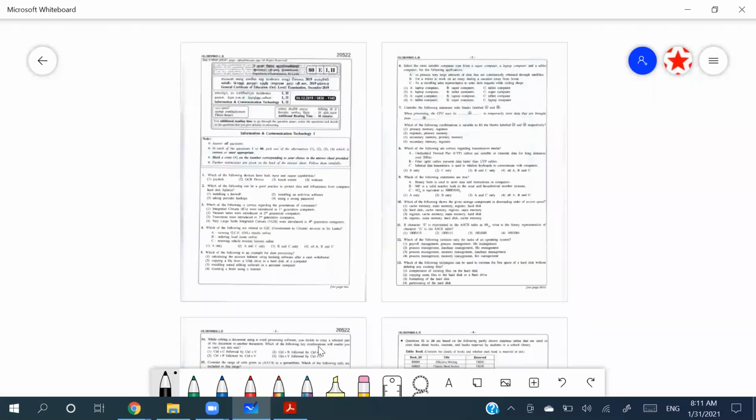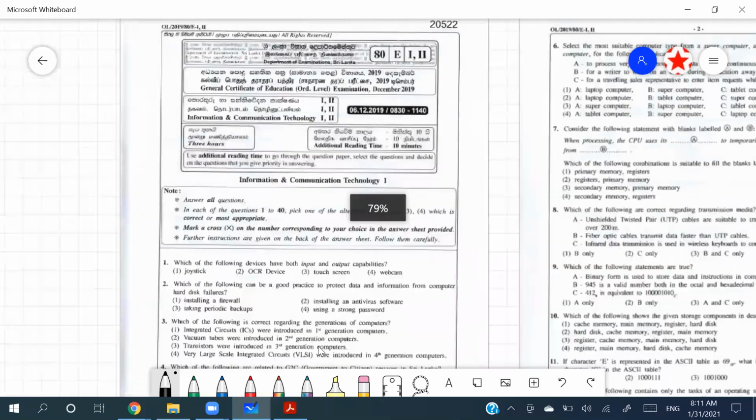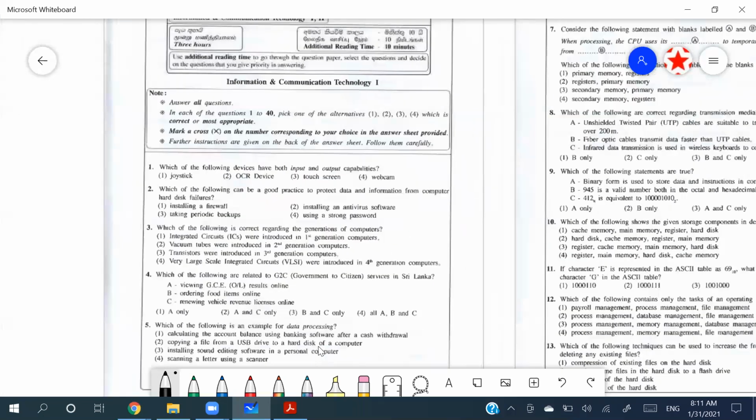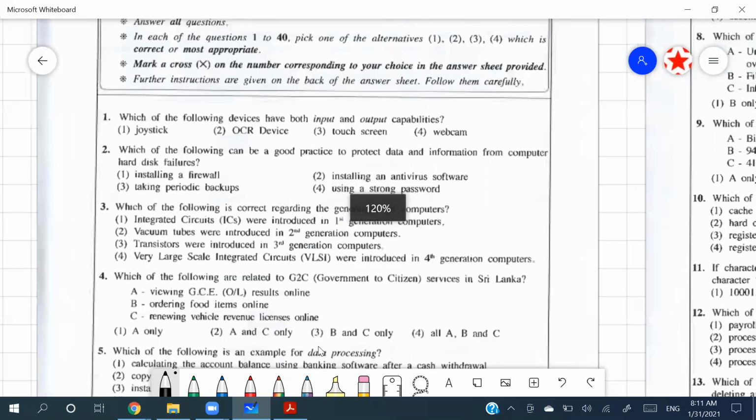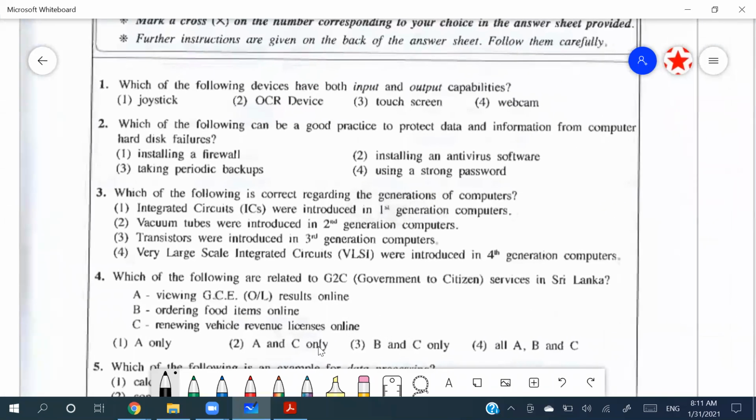So the first question that you were asking is the third one. The third one says, which of the following is correct regarding the generations of computers? Integrated circuits were introduced in first generation computer. No, integrated circuits are introduced in third generation, so it is incorrect. And vacuum tubes were introduced in second generation. No, it is in first generation. Transistors were introduced in third generation. No, it is in second generation.